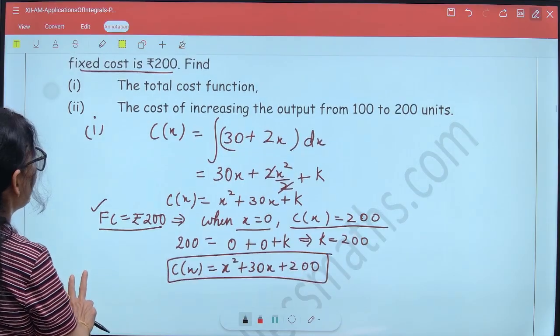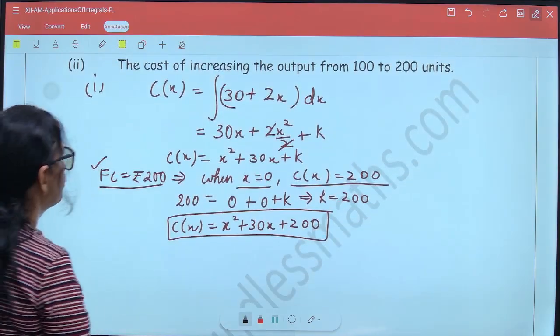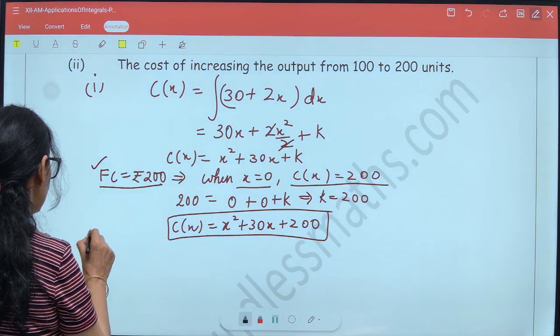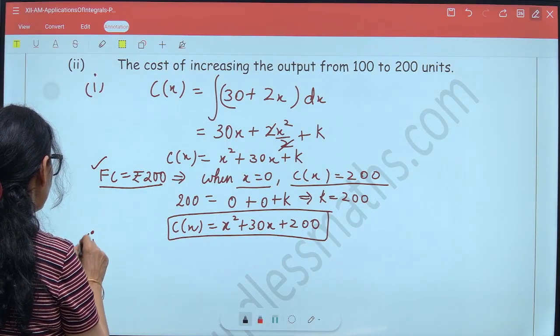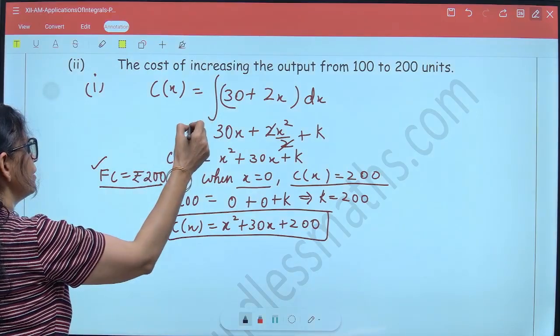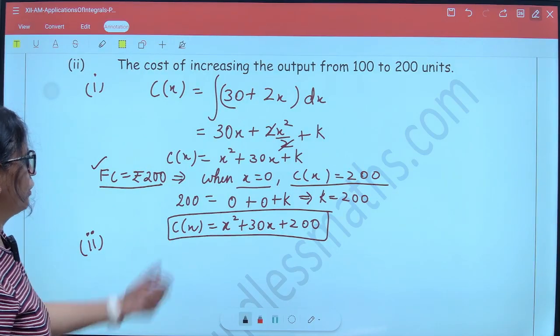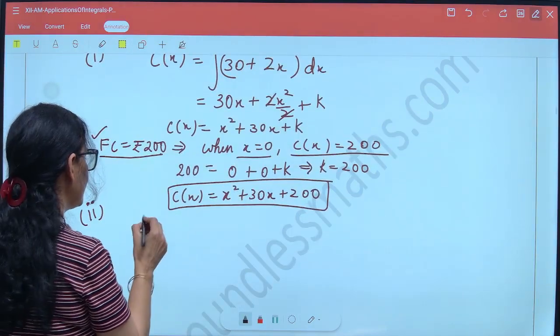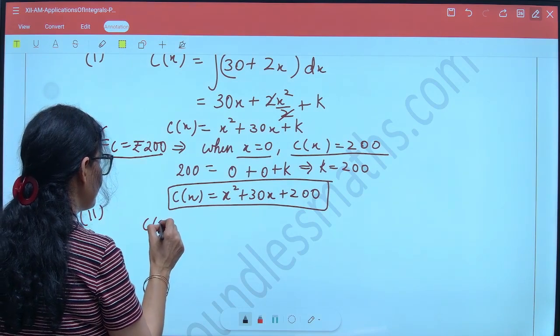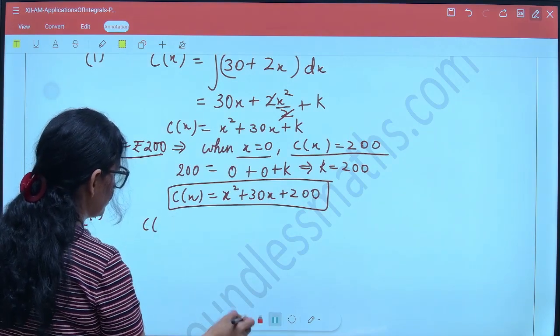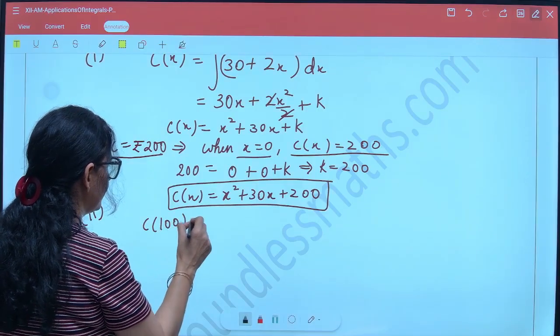Okay, now the second part is the cost of increasing the output from 100 to 200. Now there are two ways of solving this. Either you integrate the above marginal cost function using the limits, lower limit as 100 and upper limit as 200. Because we have already done the integration, we can directly put the values in this cost function and find the value of the cost function at both these points, that is 100 and 200.